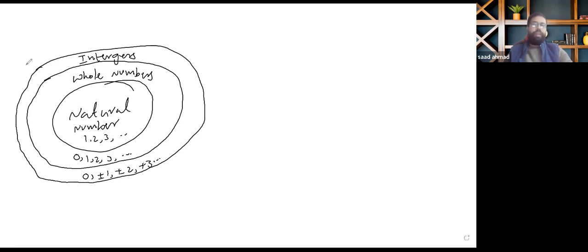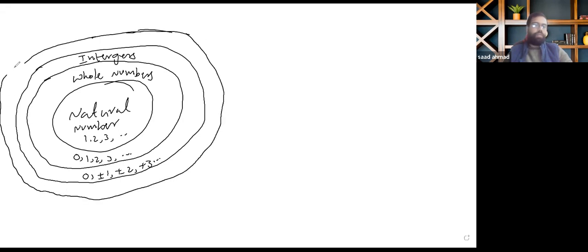And then we realized that there are some numbers that are decimal numbers or fractions. So we call them the rational numbers. These are the rational numbers. Let me write it separately here.